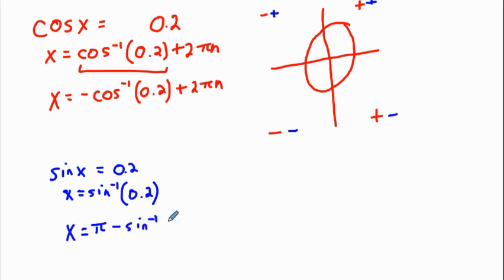inverse sine of 0.2. So to summarize, when you're looking for the two solutions for cosine, it's inverse cosine of 0.2, and then the opposite of that answer. And then for sine, it's inverse sine of 0.2, and then take whatever that solution is and subtract it from pi.